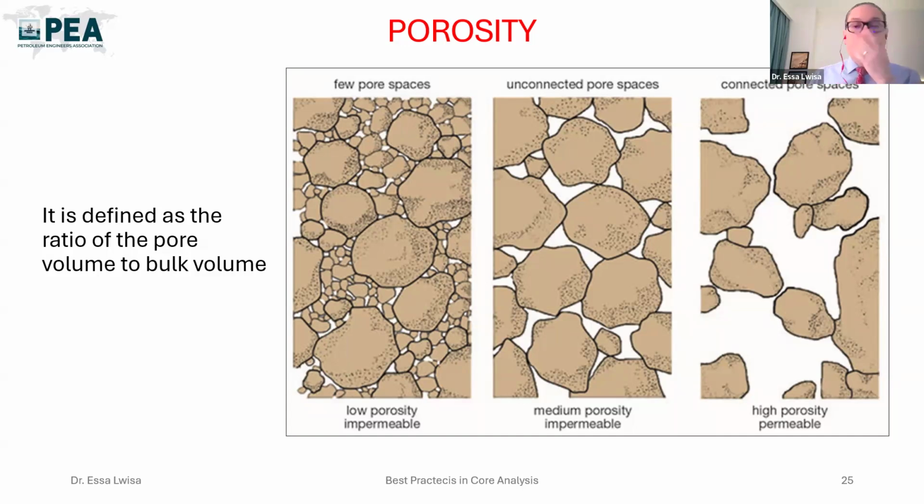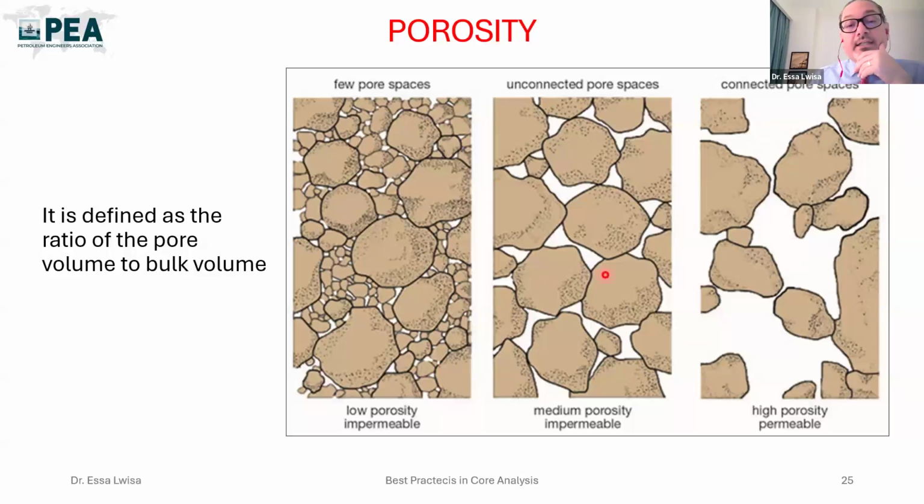As you can see here, starting from the right, I can see high porosity, also high permeability. And you can see here connected pore spaces. For example, this big vug here is connected through this throat to this vug here. So that is good porosity and good permeability.